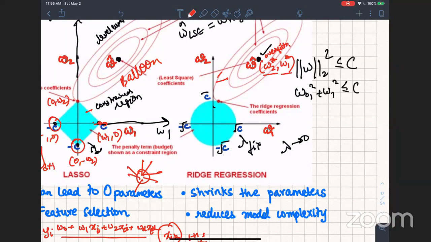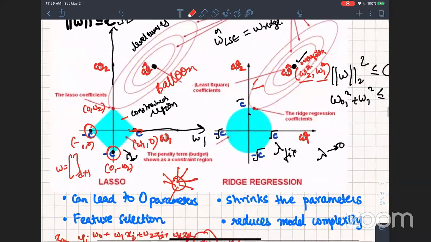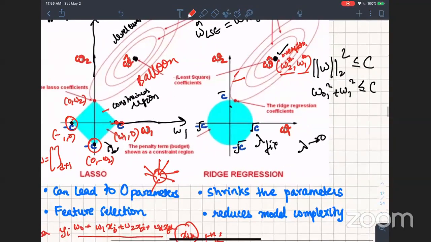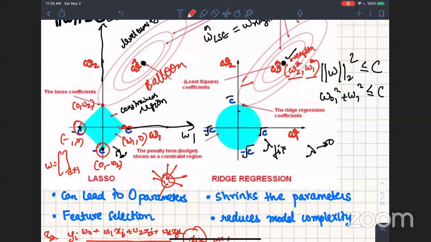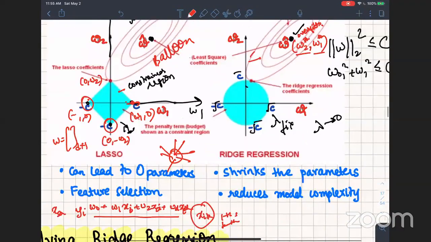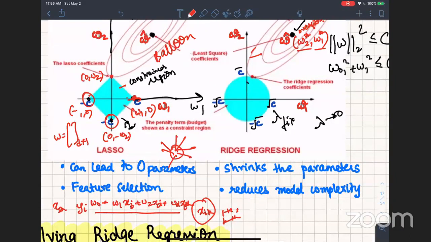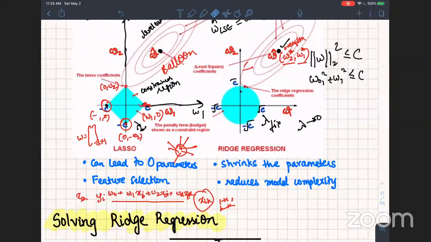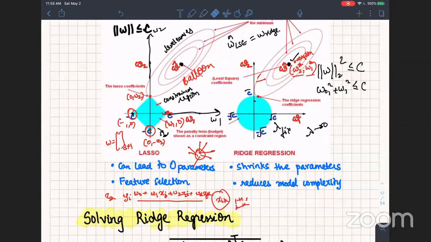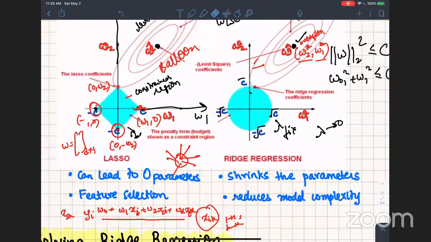So that's the idea. If it helps, think of ridge as the balloon and lasso as all these knives pointing out. And wherever you touch, that's why with lasso the only solutions can be the four corners. It can't even be on this line segment. Yeah, actually, I'll take that back. It can be on the line segment, depending on what the value of lambda. So let me put it this way.